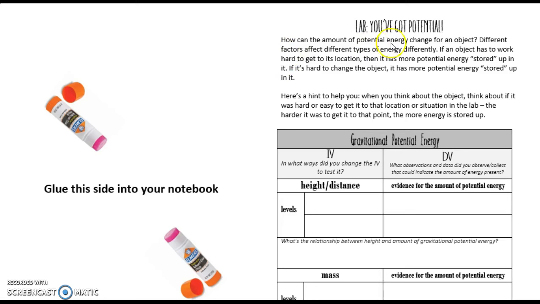How can the amount of potential energy change for an object? Well, different factors affect different types of energy differently. If an object has to work hard to get to its location, then it has more potential energy stored up in it. If it's hard to change the object, it has more potential energy stored up in it.